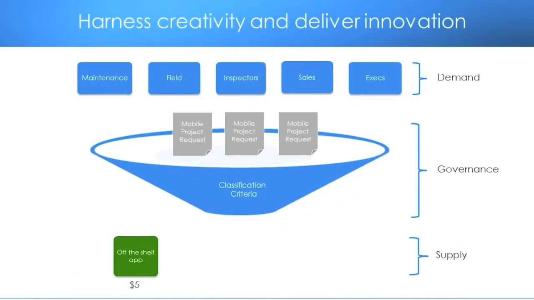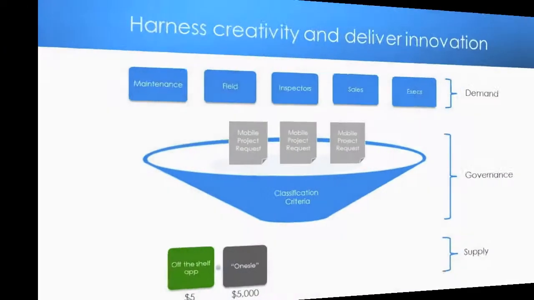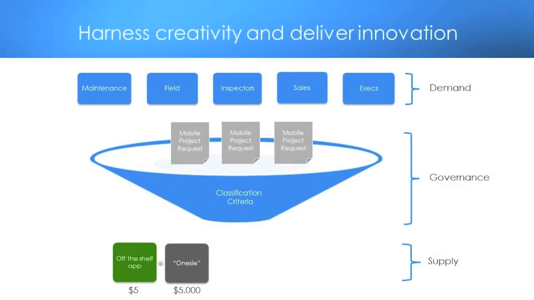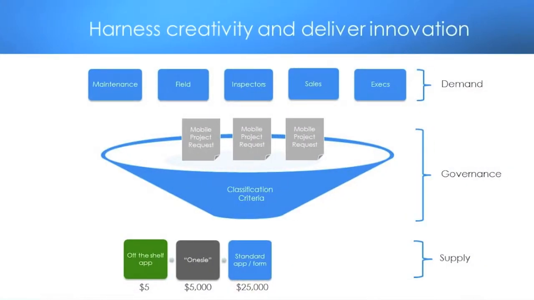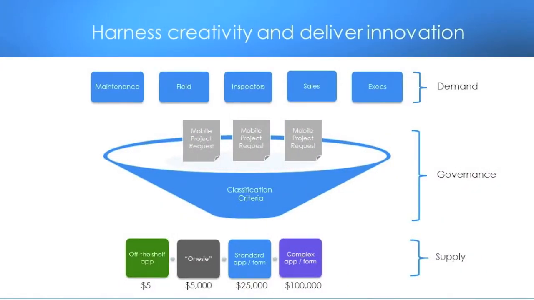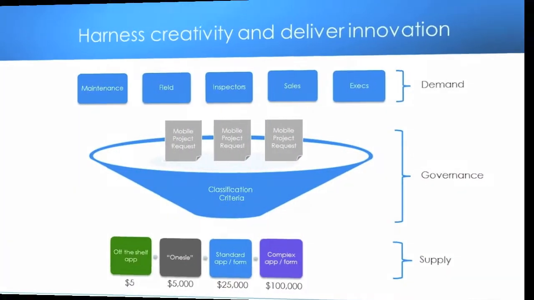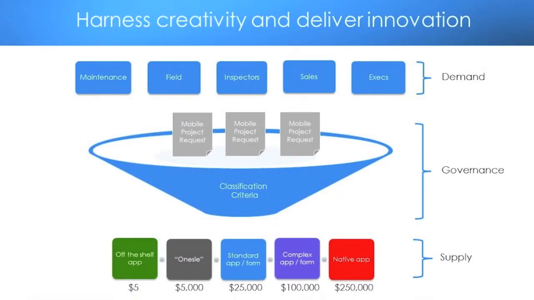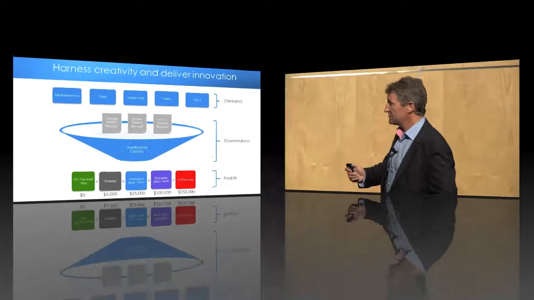In some cases you might say, we can do that with an off-the-shelf app for $5, easy. There'll be other ones where we can do it with a onesie, and I'll tell you in a moment what a onesie is. In other cases we build an app and we do a complex app where we have to develop a back-end API, or maybe we have to do a native app. And then we might say, these will cost us between $5 and $500,000, depending on the complexity, the integration, the number of different systems we're accessing in the back end, the number of devices we're rendering on. But essentially, we're balancing demand with our supply capability, and that's our governance process.